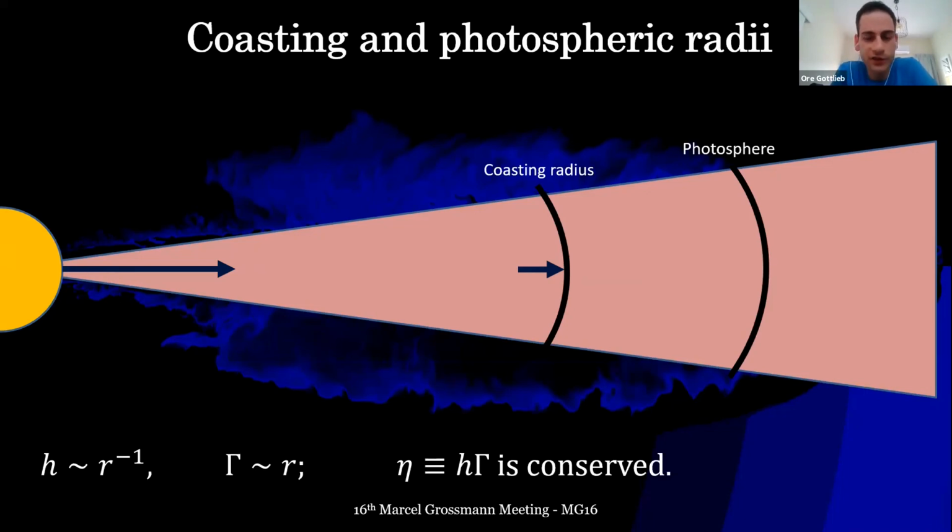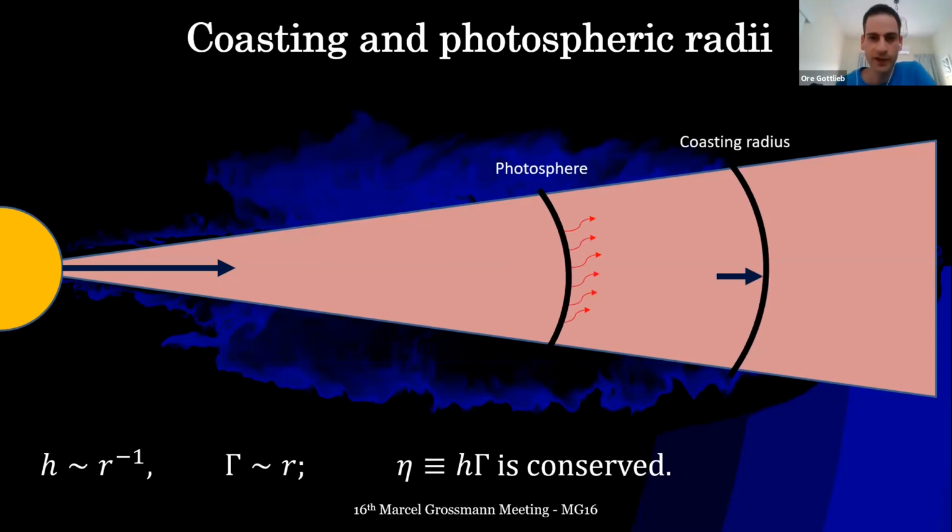Now, if the coasting radius takes place before the photosphere, then it implies that by the time the elements reach the photosphere, they have no internal energy to radiate away, and therefore the efficiency would be very low. If, on the other hand, the photosphere takes place below the coasting radius, the efficiency can be high, as the internal energy is still stored in the fluid elements and can be emitted.